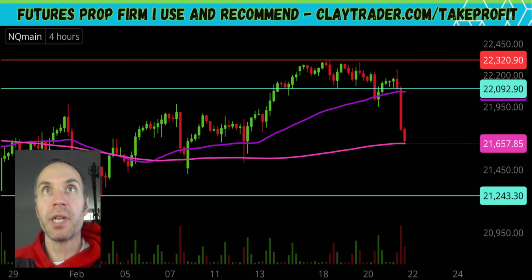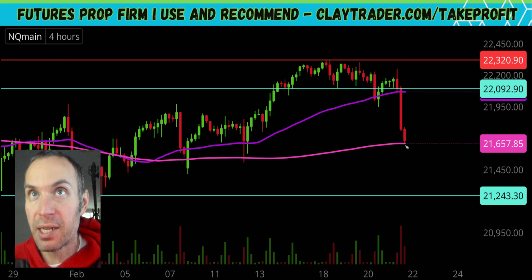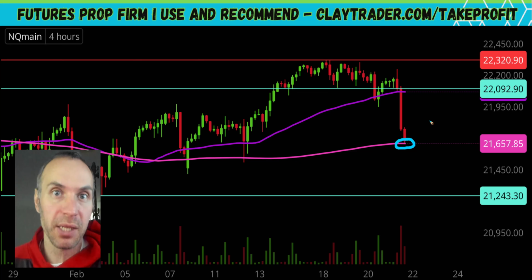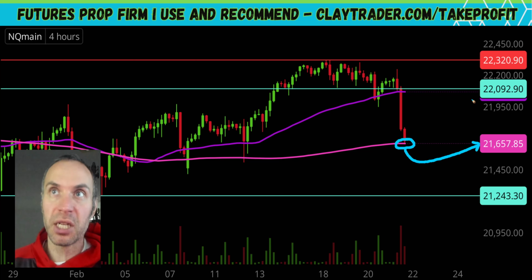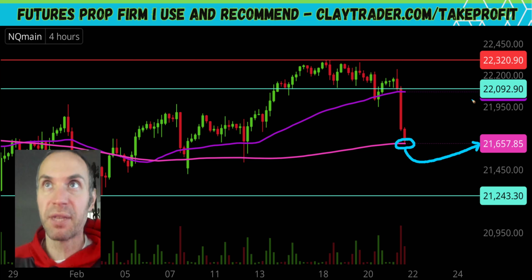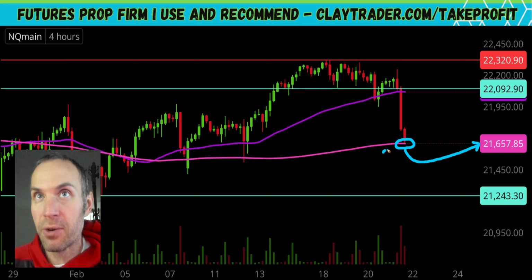Now, what is interesting here from the 4 hour standpoint is notice right where the price decided to stop going down for now, right at that pink line. Not a coincidence. That is the famous, very well known 200 period moving average. So going into next session, let's just call it 650 mark. So 21,650 going to be a very, very interesting level.